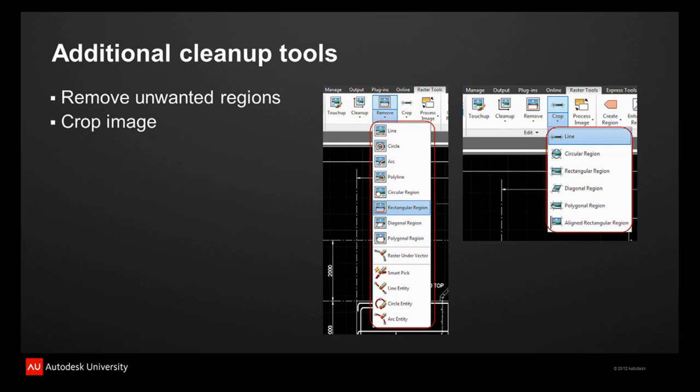To remove unwanted regions, on the edit panel there's a remove drop-down with many different options on how to remove pixels. You can draw polylines and remove a region defined by a polyline, or you can use circles, or rectangles, whatever you would prefer. You can also use a smart pick, which will try to identify continuous lines or connected elements and then automatically delete those as well. But I would suggest playing around with them and seeing how they work. It will also differ depending on the quality of the scanned or raster images that you've got.